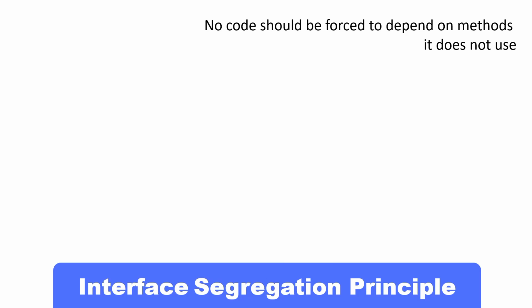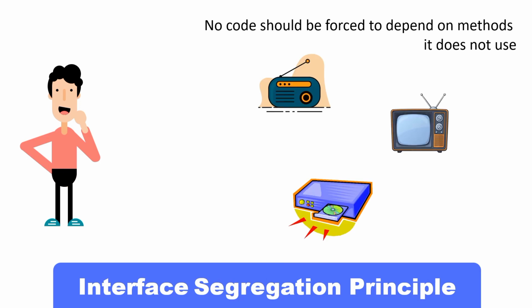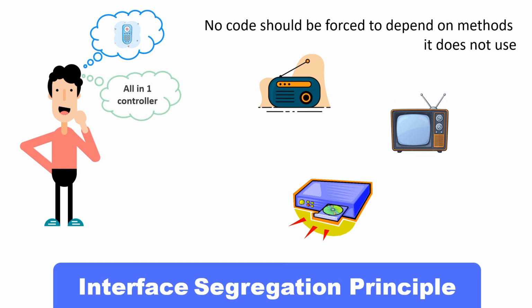Next, we will explore the Interface Segregation Principle. Mr. Aita loves his gadgets and has a TV, a radio, and a DVD player. He thought it would be fantastic to have one remote control that can operate all three devices, all in one remote. However, this idea hits a roadblock when Mr. Aita learns about the Interface Segregation Principle.